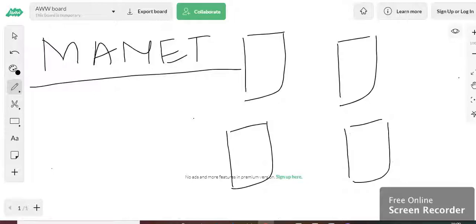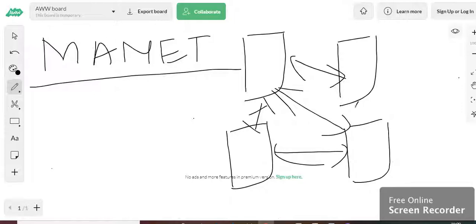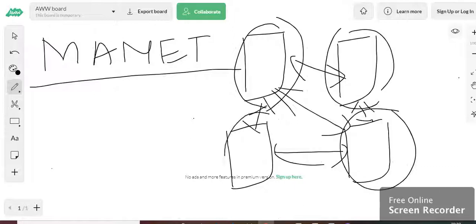As I draw this, if you look here, they are connected like this, like this, and like this. So the MANET nodes are this, this, this, and this. These are basically nodes. The MANET nodes are free to move randomly, as the network topology changes frequently, because we are all in wireless communication.